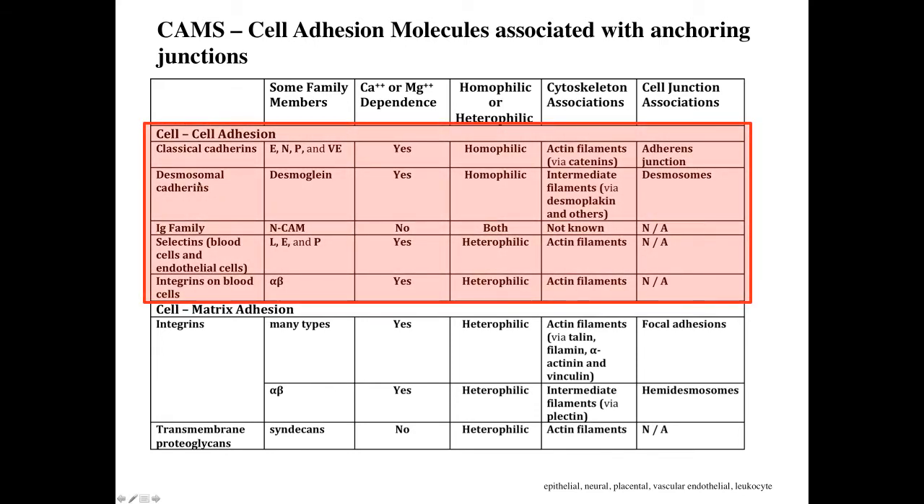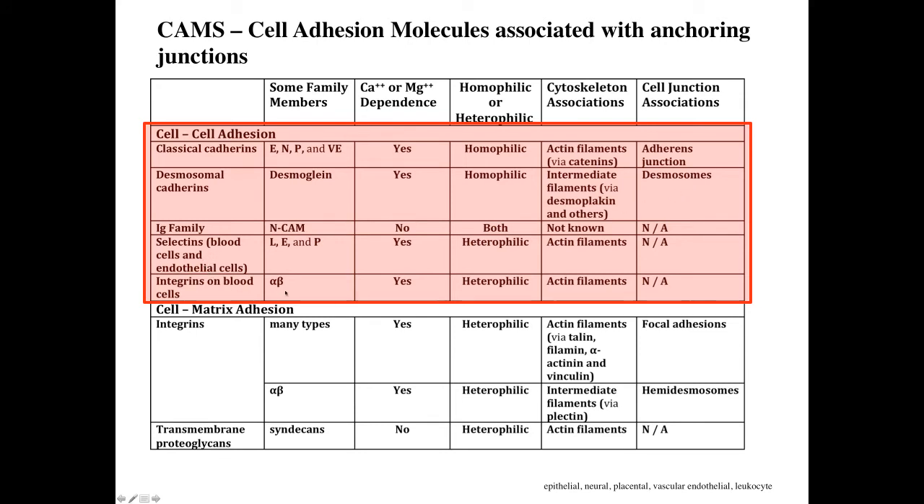We can talk about classical cadherins or desmosomal cadherins, several varieties. There's epithelial, nerve, placental, and vascular endothelial cell cadherins. These proteins are very much dependent on calcium and magnesium. They're usually homophilic binding. The cadherins interact with actin filaments. The desmosomal cadherins, like desmoglein, interact with intermediate filaments. The classical cadherins are in the adherens junctions, the desmosomal cadherins, as you might expect, in desmosomes.